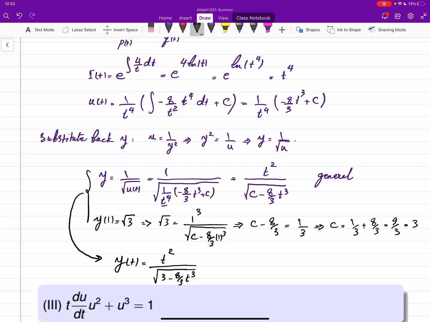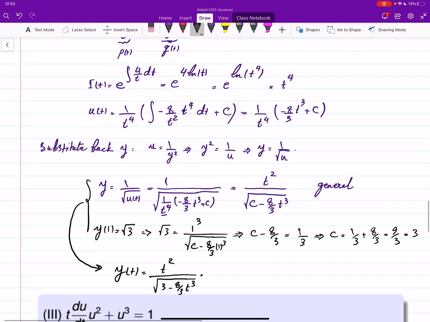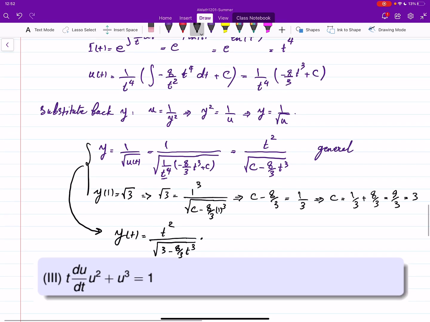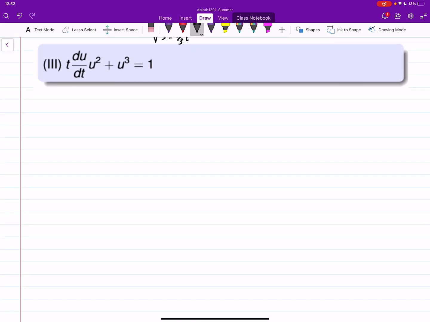And that's how we solved that Bernoulli differential equation. As a last example, I won't complete this one. There's only one point here that I want to mention. Well, the variables are a little bit different. Now we are working with u and t.